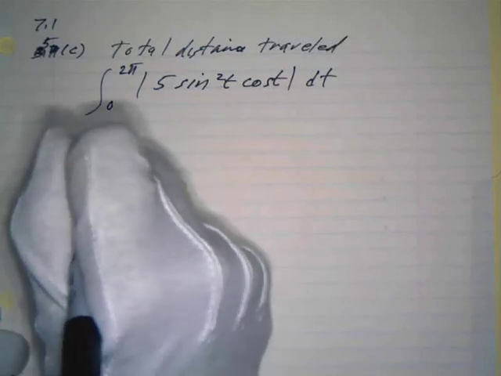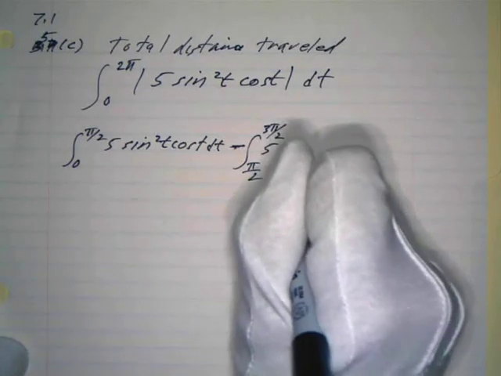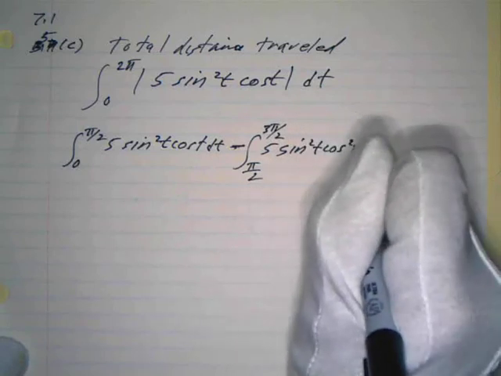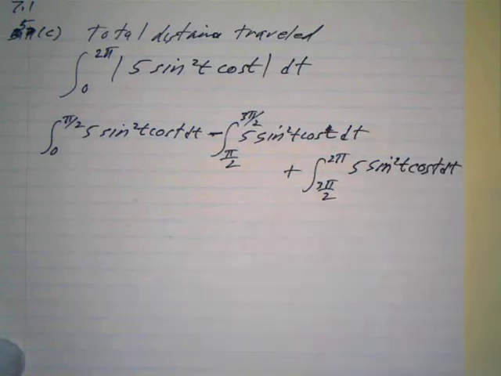So this absolute value will be evaluated as the integral from 0 to pi over 2 of 5 sine squared t cosine t dt, and then minus the integral from pi over 2 to 3 pi over 2 of 5 sine squared t cosine t dt, and then plus the integral from 3 pi over 2 to 2 pi of 5 sine squared t cosine t dt. Alright, so that's what we've got to find for total distance traveled.